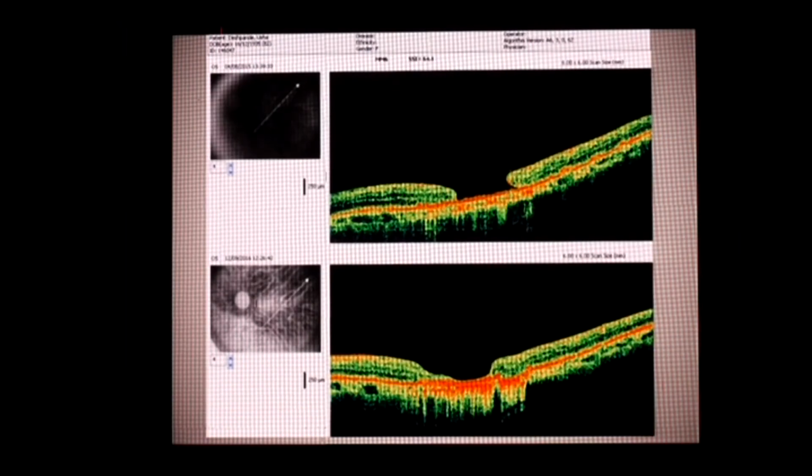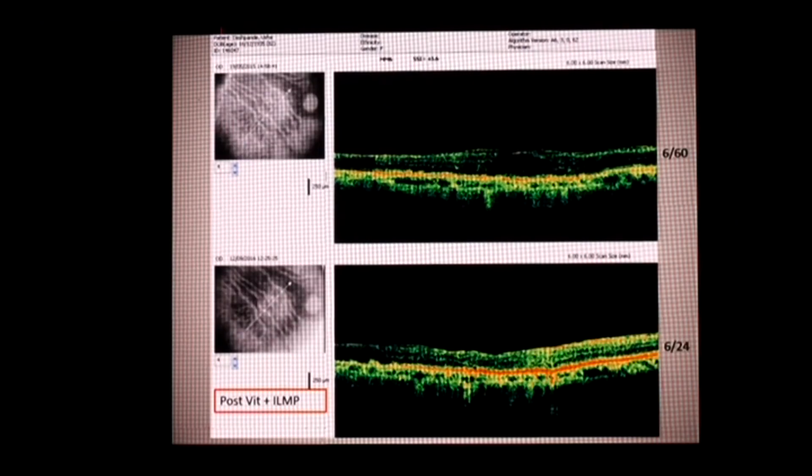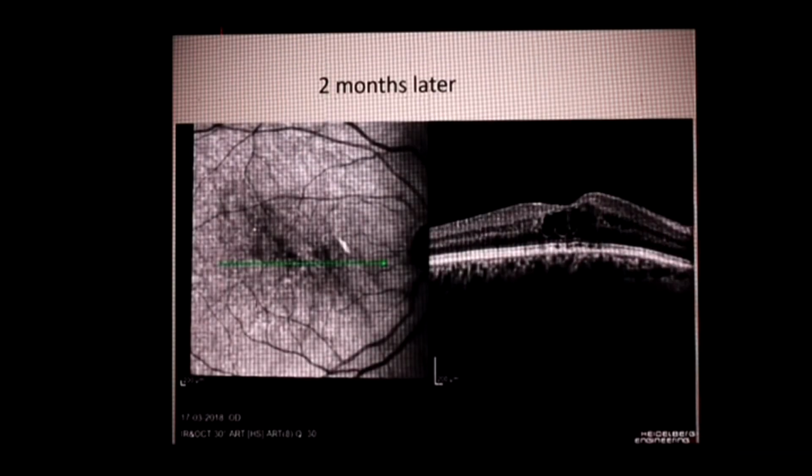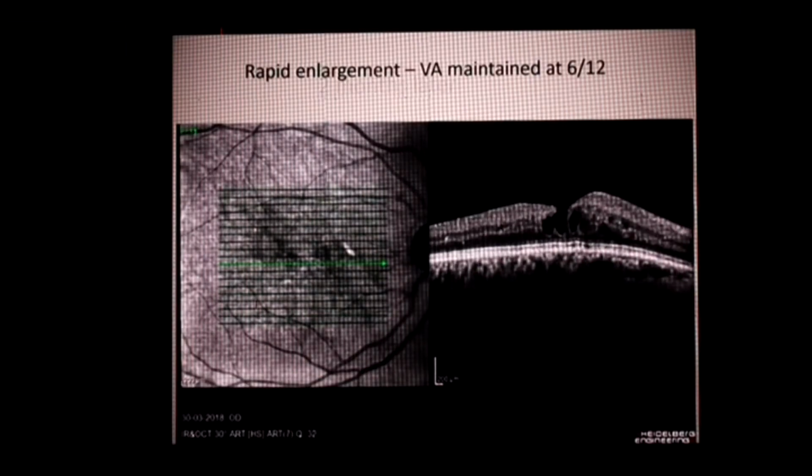I'm done in about a minute. So this is the other eye of the same patient, which closed fully, and the vision improved from 6/60 to 6/24. Another patient, who was mistakenly diagnosed as diabetic macular edema with 6/12 vision and treated with Lucentis, very rapidly over a 2-month period developed further schitic cavities and developed a lamellar macular hole.